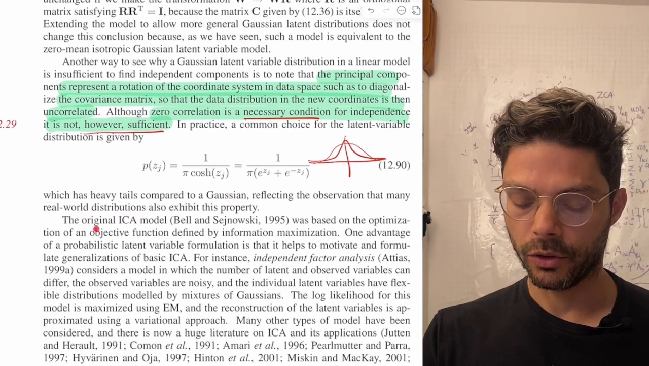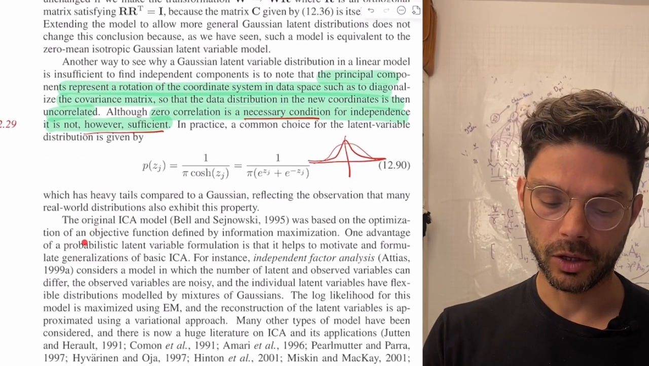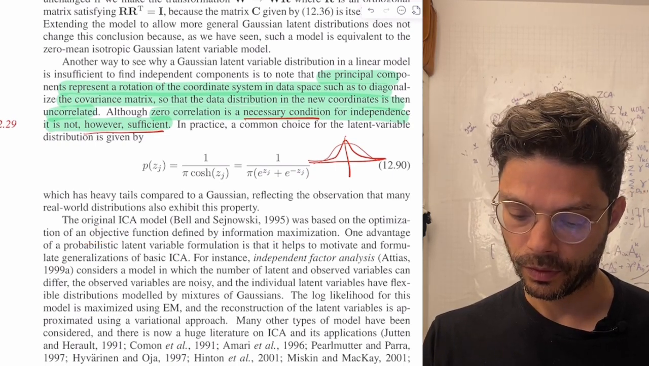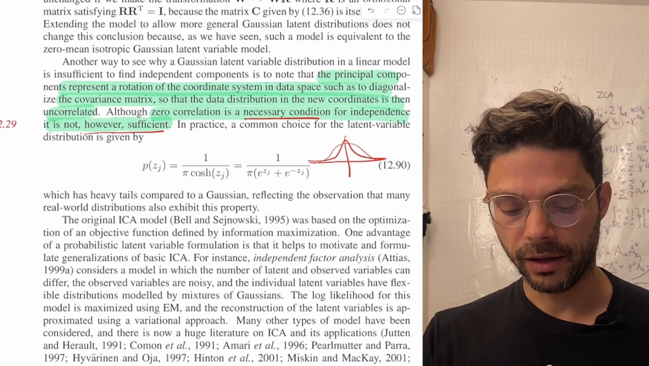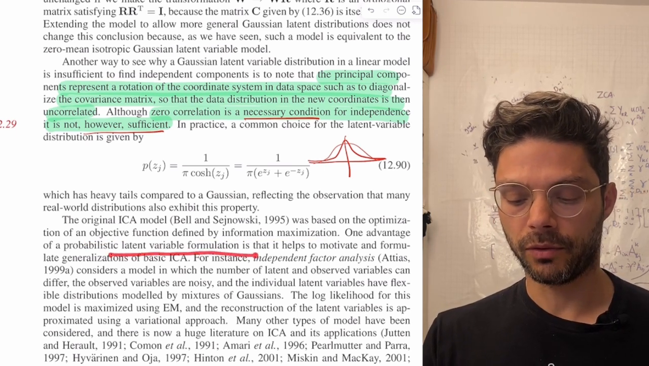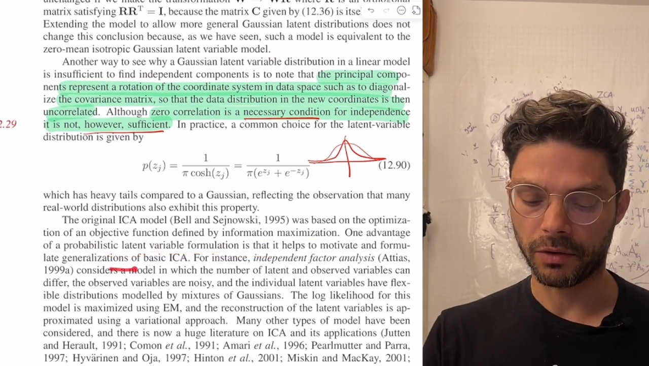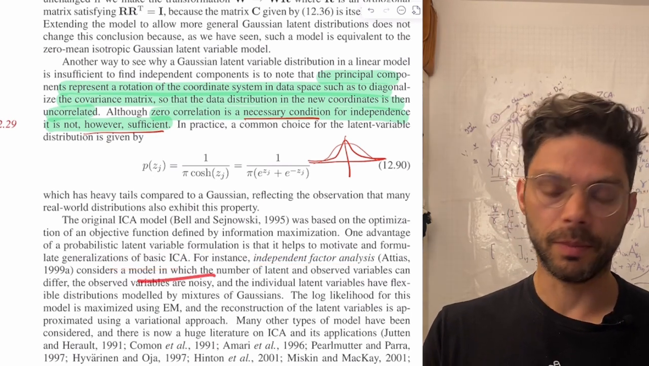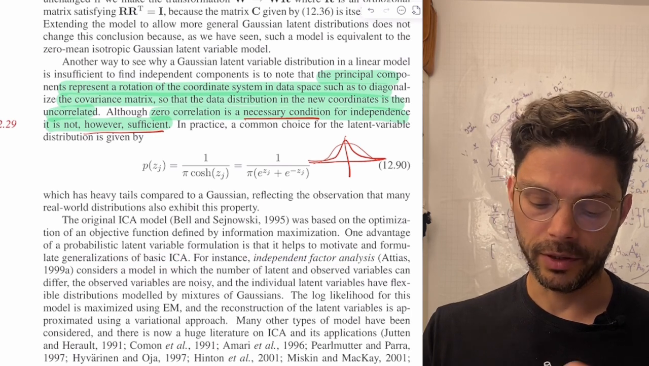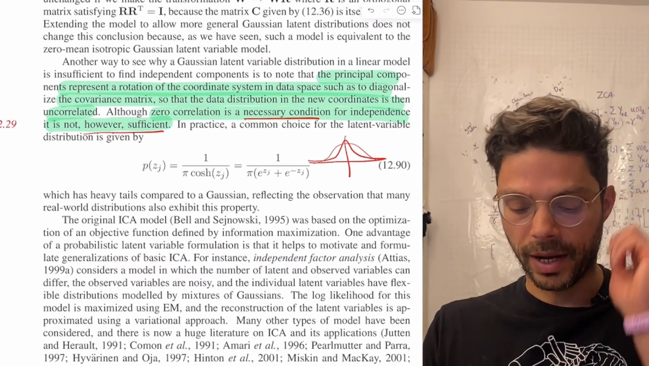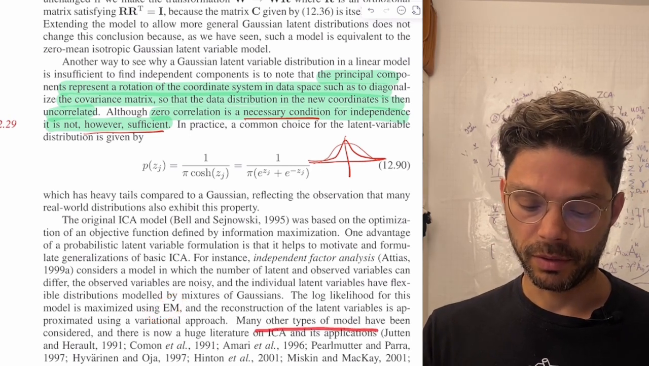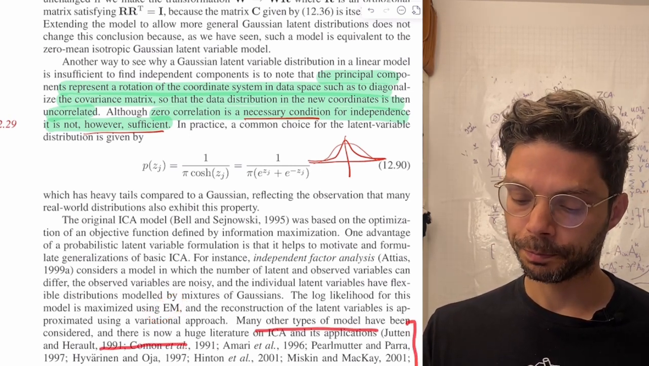The original ICA model was based on the optimization of an objective function defined by information maximization. One advantage of a probabilistic latent variable formulation is that it helps to motivate and formulate generalizations of ICA. For example, there's independent factor analysis, where you add more bells and whistles, then you do maximum likelihood to estimate the parameters with EM. Many other types of models have been considered, and there's a huge literature.